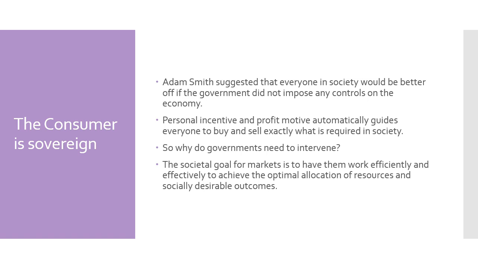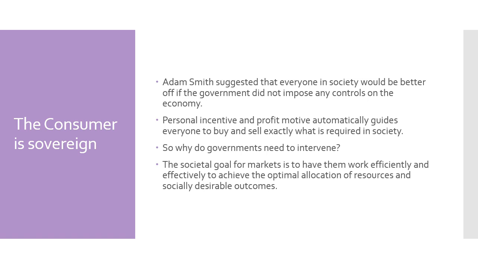Now, society has this goal that markets need to work efficiently. And remember when we looked at efficiency earlier this term, the 5 efficiencies. You should know what they are. To work efficiently and effectively, we need to achieve this idea of optimum allocation of resources and socially desirable outcomes. And that's what we've been looking at over the last little while.